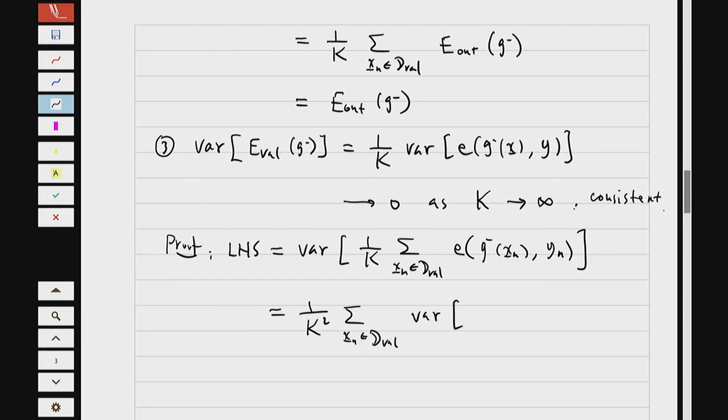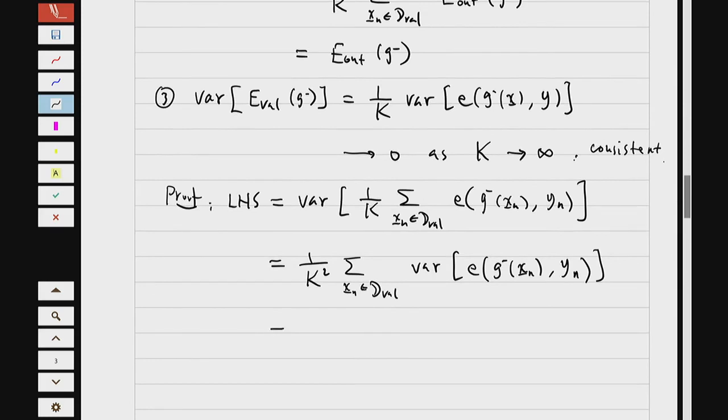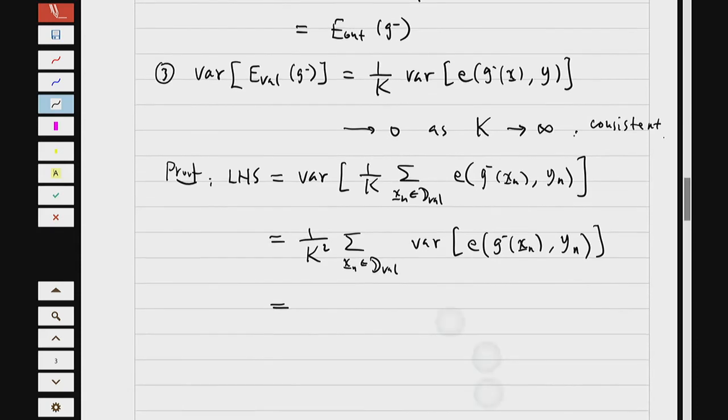Variance of e of g minus xn, yn. But all of these data points have identical distribution. So this variance inside, they're all the same. There are altogether k of them coming together. That k cancels out with one of these k's. So therefore, we get 1 over k times the variance for any general data point x. And that's exactly the result that we wanted. That's the right-hand side, right? Okay, so that's easy.